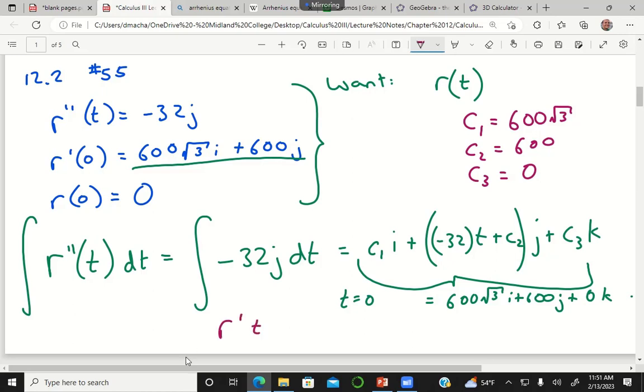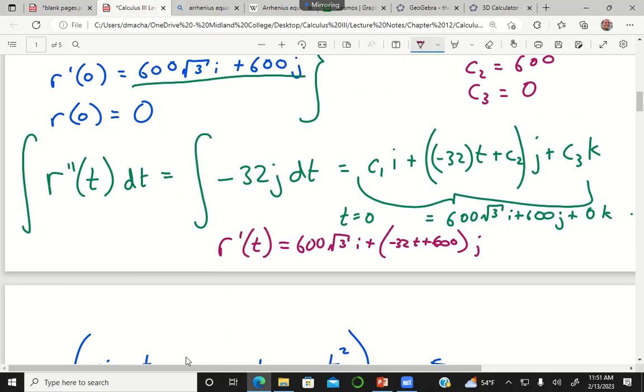Okay. So that means r prime of t is going to be 600 root 3 i plus negative 32t plus 600 j plus 0k. So it's just that. The next thing we would do is say, well, let me take the antiderivative of r prime of t with respect to t, so I can find an r of t.